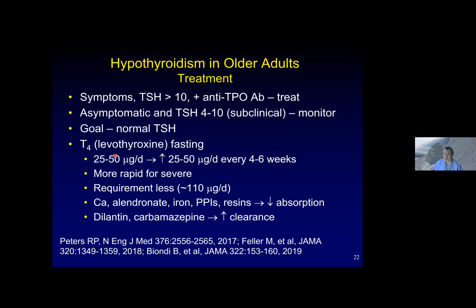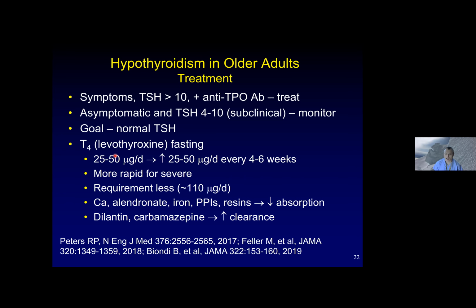The treatment, which is levothyroxine, as mentioned before, has to be given fasting, especially in older adults. The treatment should start at a low dose, 25 to 50 micrograms per day, and then it can be increased slowly, maybe every 4 to 6 weeks, also by 25 or 50 micrograms, monitoring symptoms and monitoring TSH every 6 to 8 weeks.